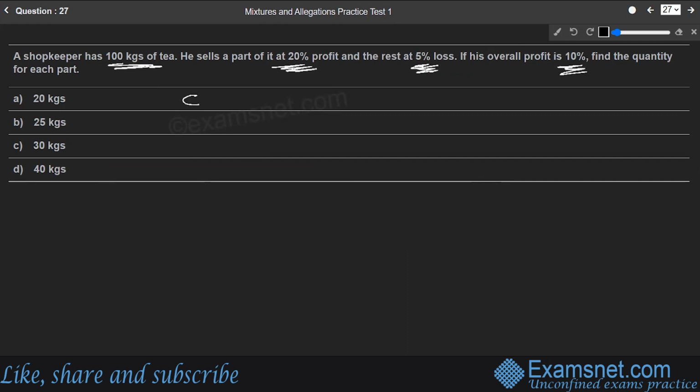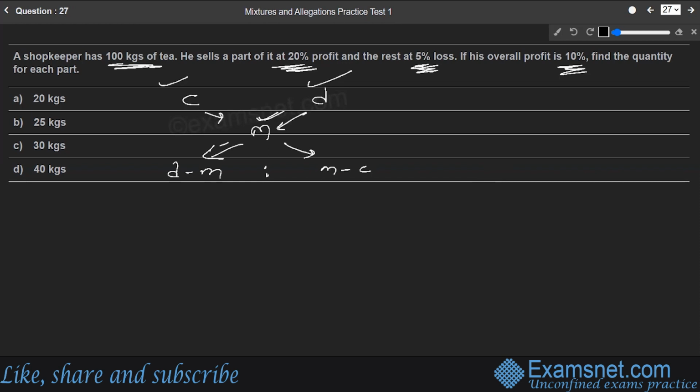And the allegation method is that the cheaper part and costlier part should be mixed in a certain ratio to give the mean price. And what should be that ratio? That ratio should be D minus M is to M minus C. Okay. So the cheaper side is nothing but the loss part, the dearer side is nothing but the profit part, and the mean price is nothing but the overall profit or loss, that is 10%.